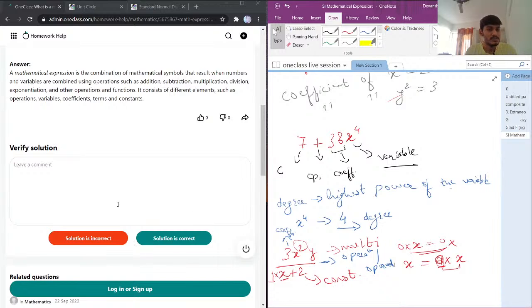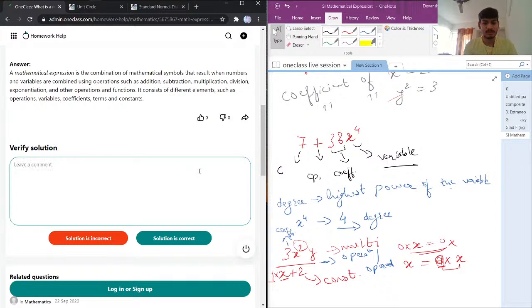Yeah, so it consists of exponentials. So this solution is good, correct. Great job. The solution is correct.